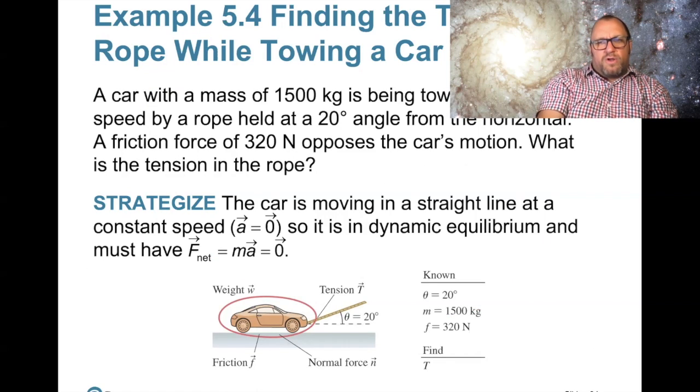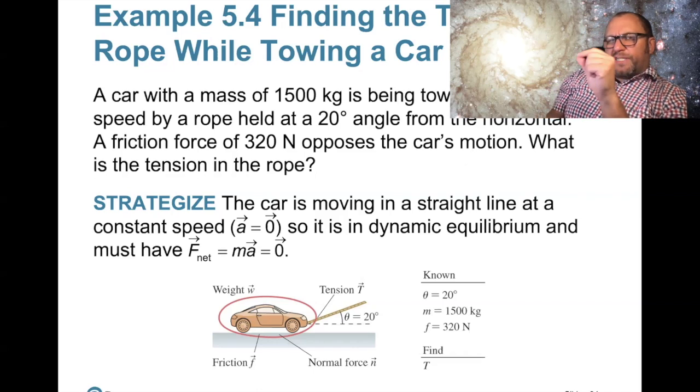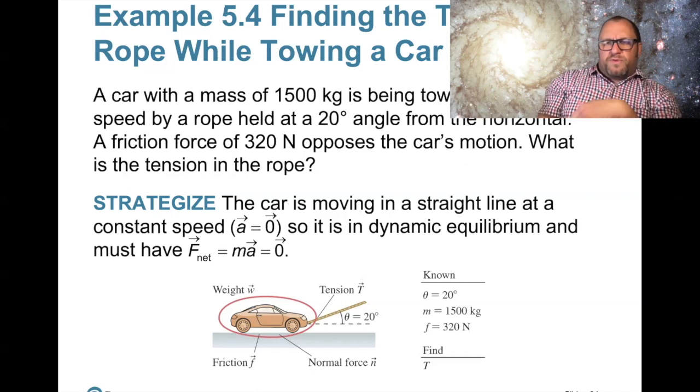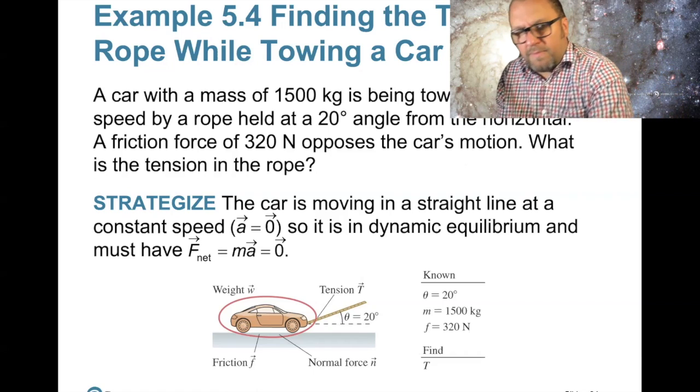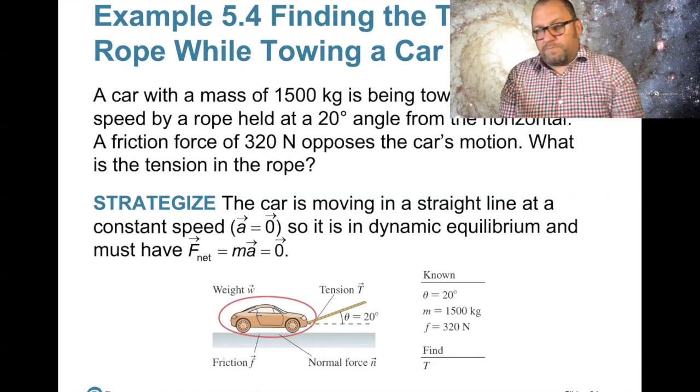All right, a car with a mass of 500 kilograms is being towed at a steady speed by a rope held at a 20-degree angle from the horizontal. A friction force of 320 newtons opposes the car's motion. What is the tension in the rope? The car is moving in a straight line at a constant speed, so a equals 0. So it is in dynamic equilibrium, and it must have a net force of ma equals 0.